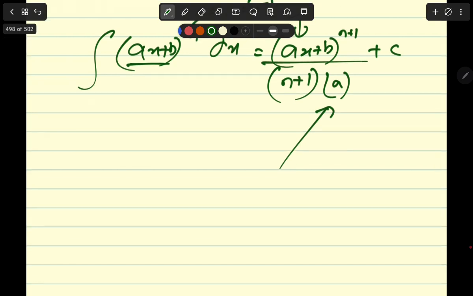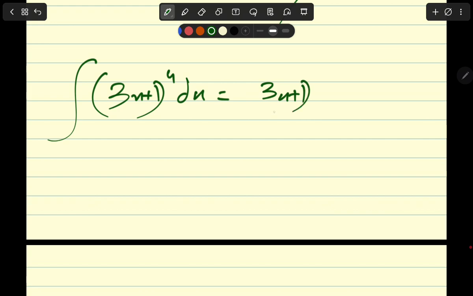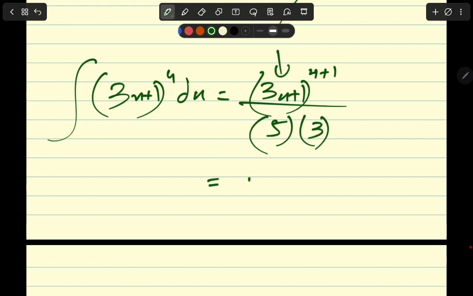Okay. Now let's do an example. What if you have 3x plus 1 to the power of 4 and we are integrating it with respect to x? So this becomes 3x plus 1, the inner function raised to the increased power, divide by the new power, which is 5, and then you multiply the denominator by the differential of the inner function, that is 3. So that's going to be 1 upon 15 bracket 3x plus 1 to the power of 5. Very easy.